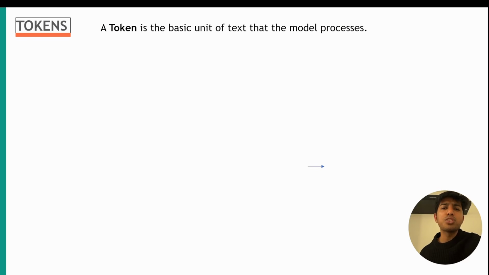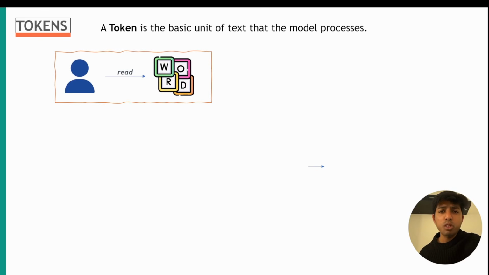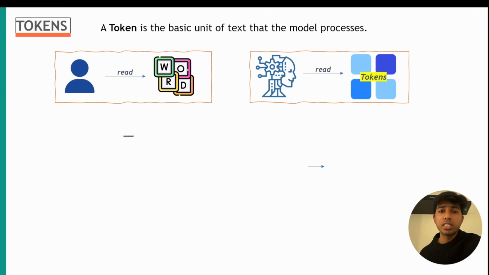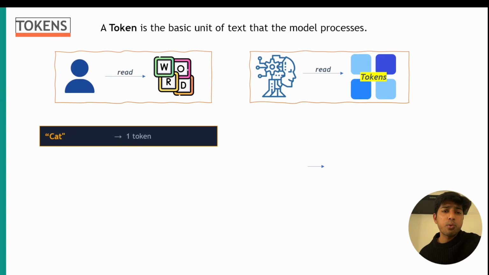Now, what is a token? A token is a basic unit of text that a model processes. A token is roughly a word, but not always. What we do? We read words. However, the model reads tokens. Long or rare words are split into multiple tokens.